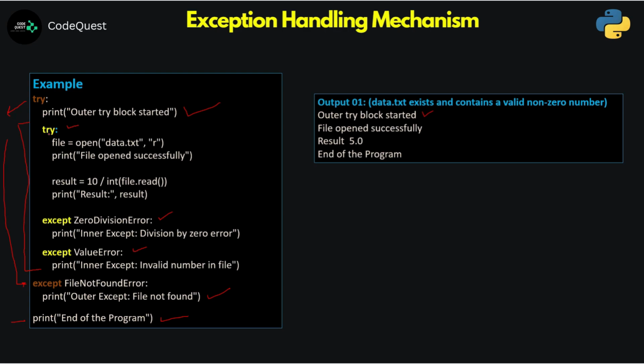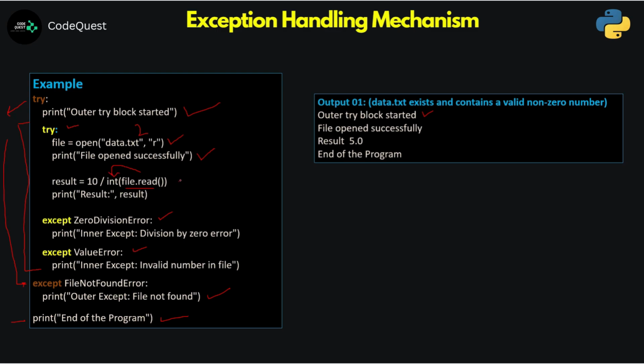Now when it enters the inner try block, this is again successful because this file exists, and hence we get this message also, file opened successfully. As this file has a valid non-zero number, let's say I thought of 2, this file holds 2. Now file.read is going to bring this 2, which is actually in text format, which is converted into integer.